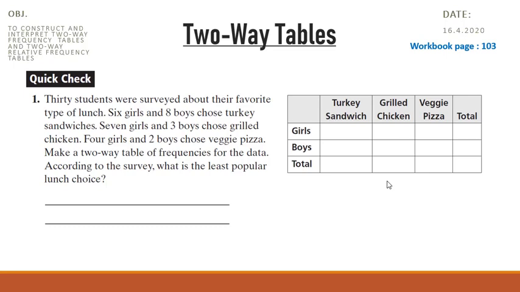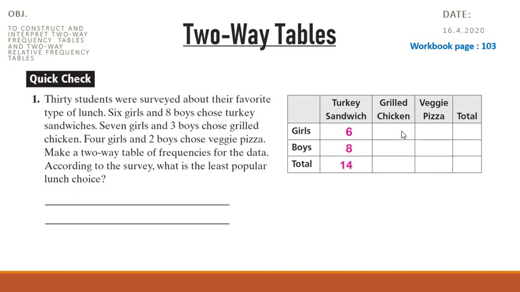Great, Muhammad Ramadan. Great, Abdullah. Muaz. Okay, I want Muhammad Ramadan. Give me the numbers. Turkey sandwich: 6 girls and 8 boys. Good. The total, 14. Good.